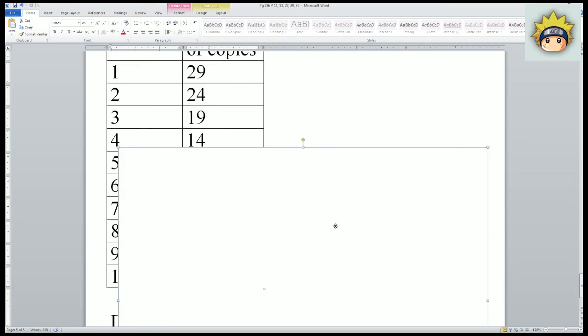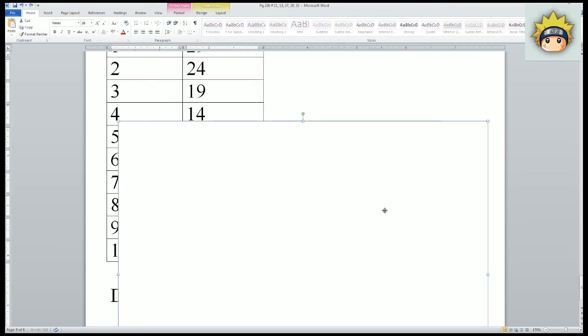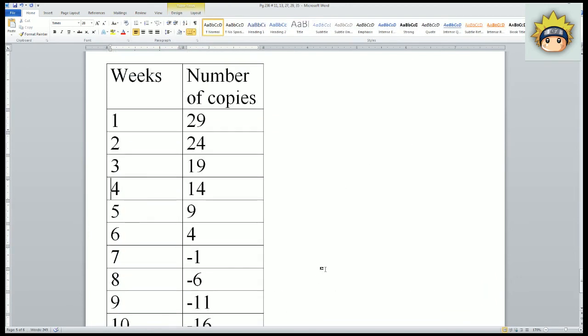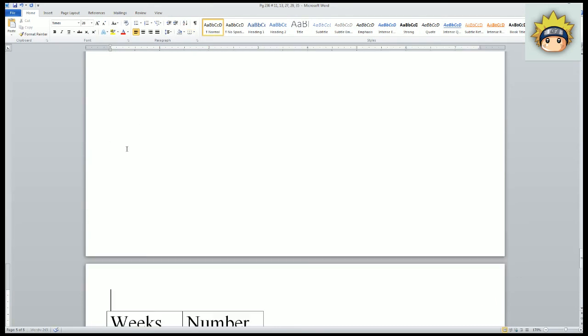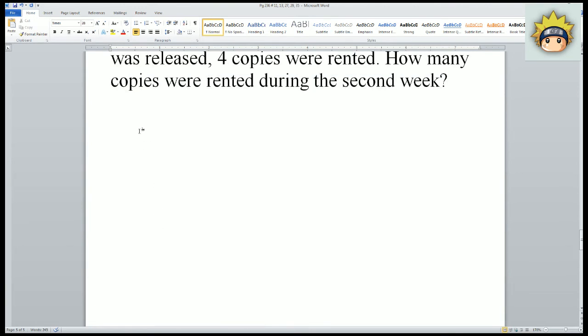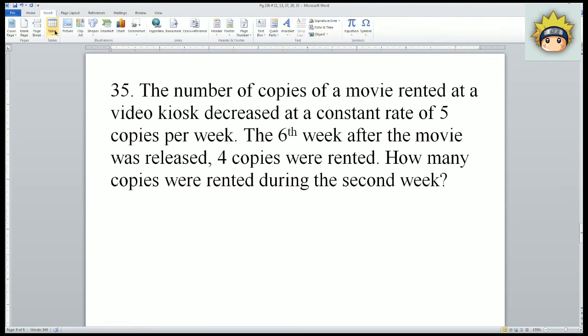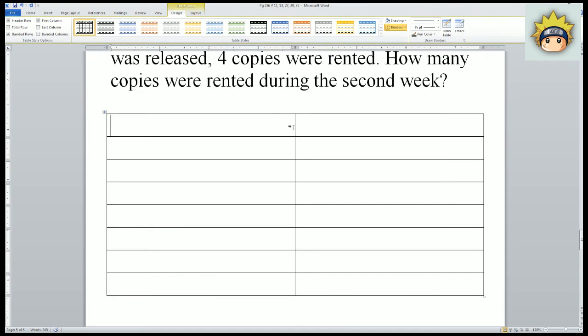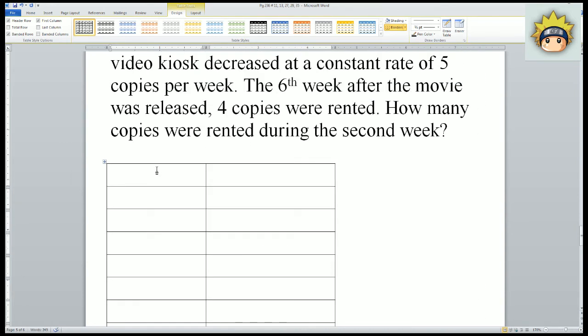This is what I have, and I'm going to show you how I got that afterwards. So I am going to make a chart. Let me make the chart here. This is going to be the weeks. This is the week, and this is going to be the number of copies.